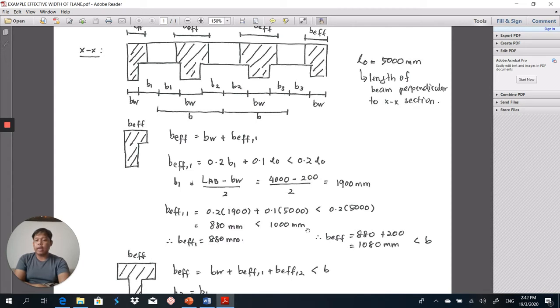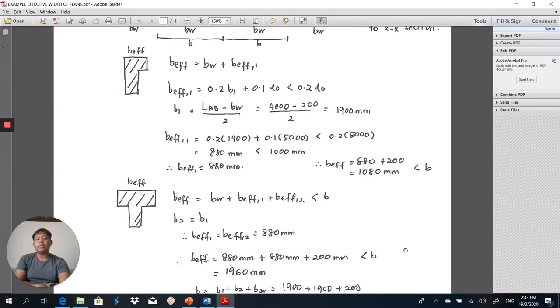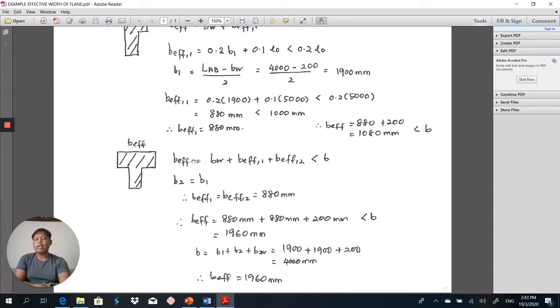And at the end, the conclusion: BEFF, which is here, is equal to BEFF1 plus BW, which is 1080. It should be less than your B. Your B is equal to B1 plus B2 plus BW. So B1 is 1900, B2 is 1900, which is 3,800, plus BW of 200 is 4,000. Therefore, your BEFF is less than B. Next is the example for the T flange beam.